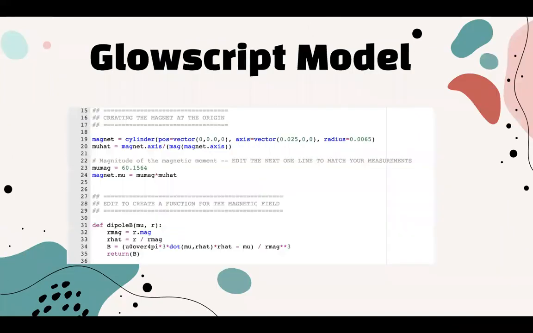Here, my GlowScript model is shown. I created the magnet at the origin, as well as calculated the magnitude of the magnetic moment. I then created a function to calculate the magnetic field from the magnetic moment and the distance.